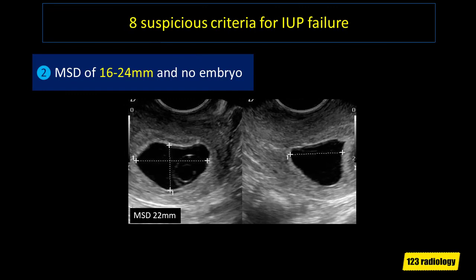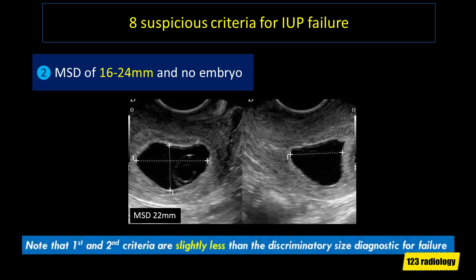The second suspicious criteria is a mean sac diameter of 16 to 24 millimeters and no visible embryo. As you can see, the mean sac diameter is slightly less than 25 millimeters. This is the number used as discriminatory size diagnostic for failure. As you can see on the image, the mean sac diameter is 22 millimeters, however there is no visible embryo. This is suspicious for pregnancy failure, and follow-up ultrasound study is highly recommended. Note that first and second criteria are slightly less than the discriminatory size diagnostic for failure.